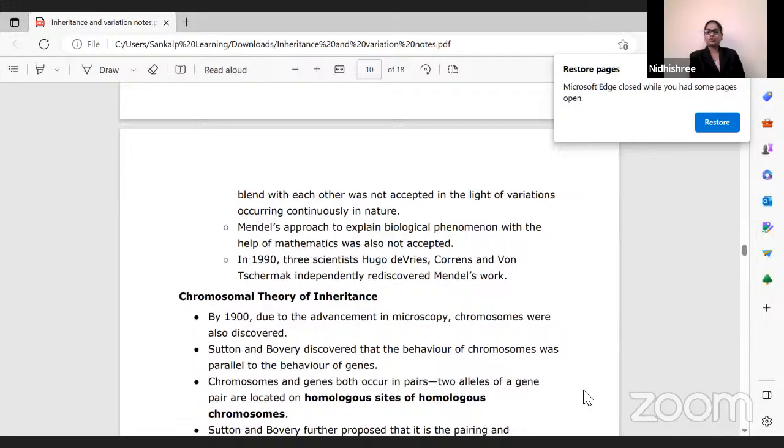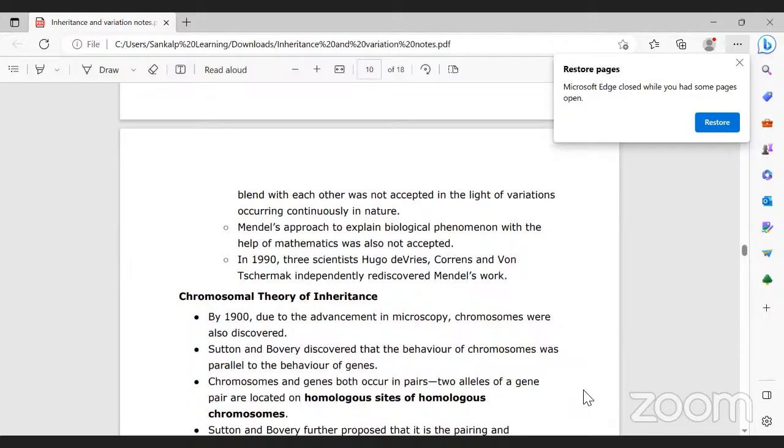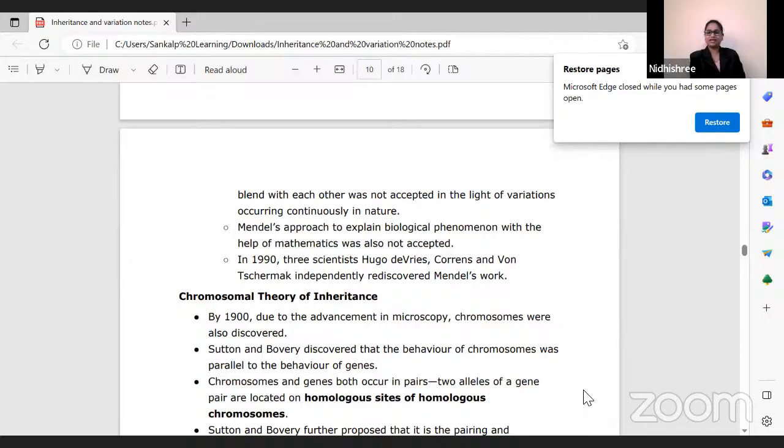Okay. The next one is, Soundarya, please mute yourself. Chromosomal theory of inheritance. Chromosomal theory of inheritance.